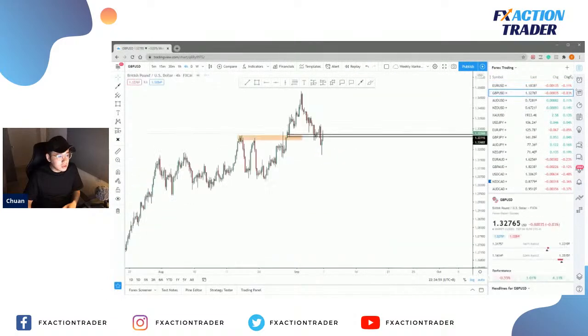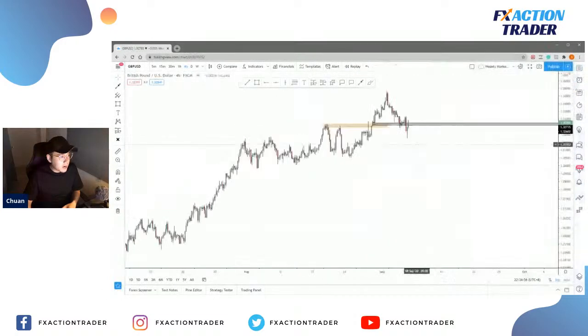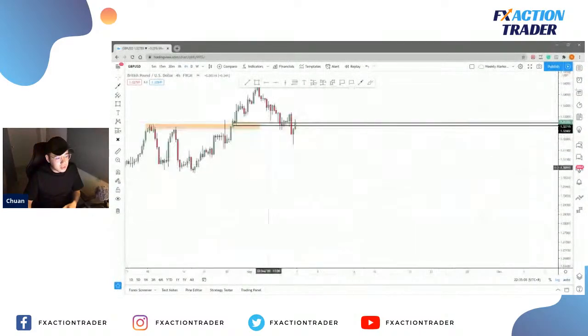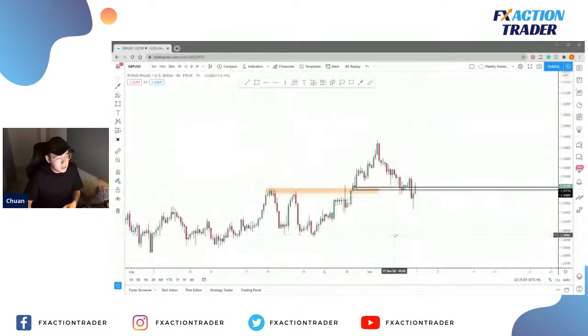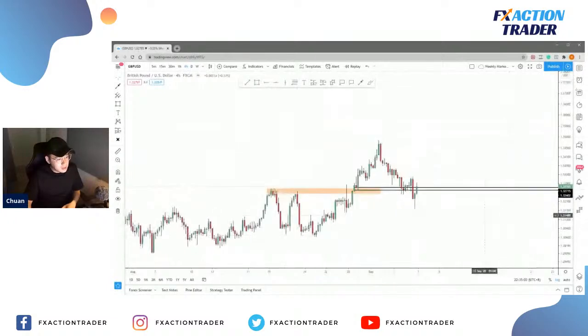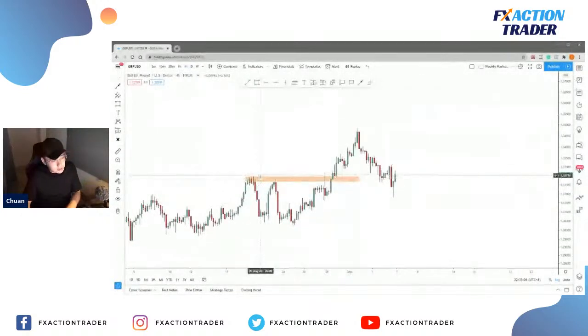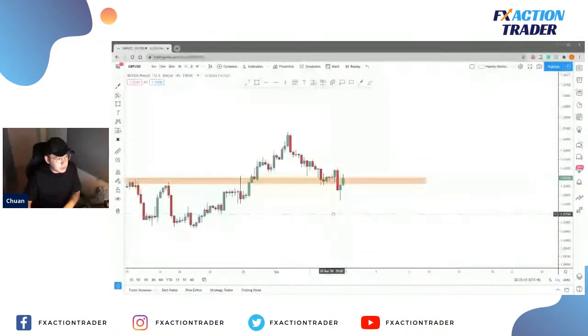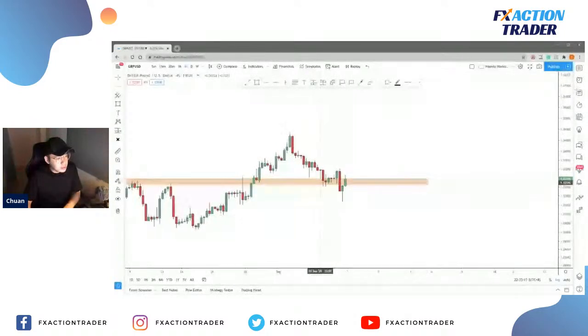So on the Pound Dollar H4 chart, what we see is that this is the previous resistance level that has just turned into a new support level. And what we see is the market has broken this level here. This is the daily chart.